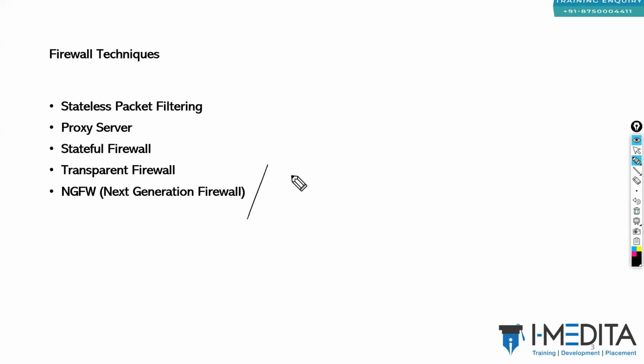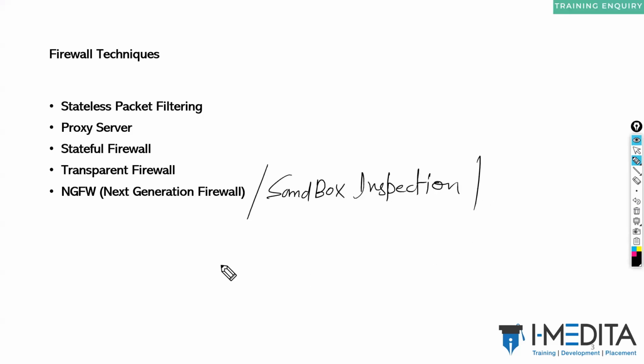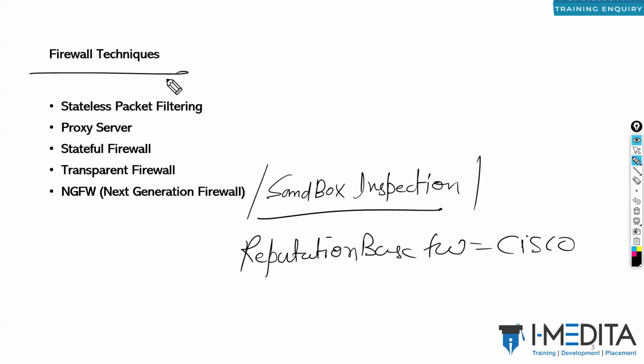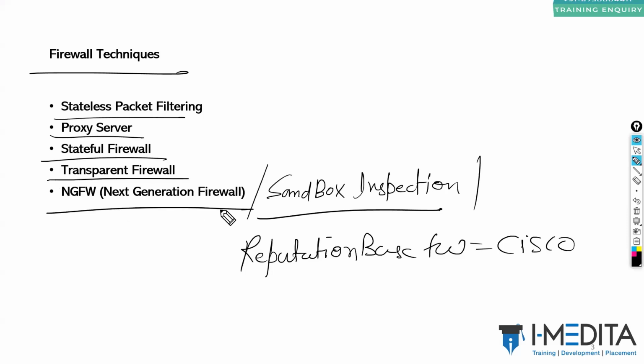It is also called sandbox inspection, and some vendors also call it reputation-based firewall. Who calls this reputation-based firewall? Cisco. Okay. And sandbox inspection, which I already told you about. So these are the firewall techniques used at present: packet filtering, proxy server, stateful firewall, transparent firewall, and next generation firewall. Now let's understand these techniques.